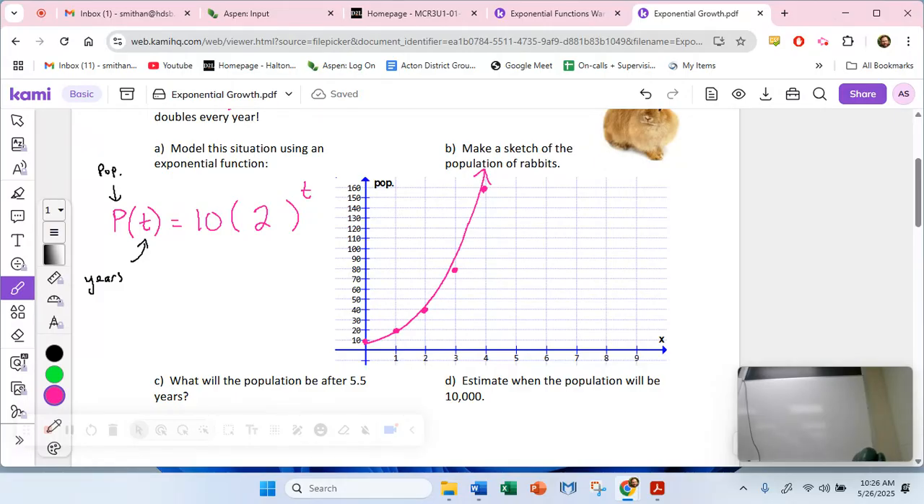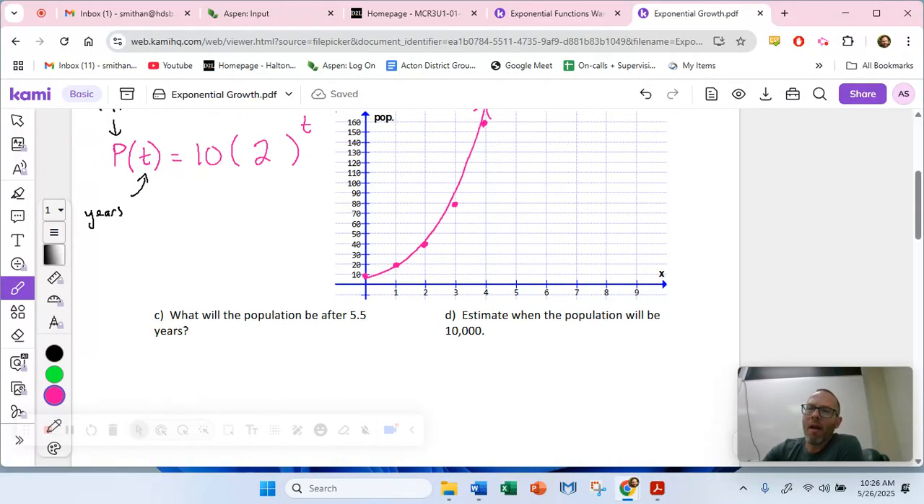So I got to show you guys the two things that you guys in your grade levels have to be able to do with a function like this. The first is just plug and play. So we're going to find out what the population is after 5.5 years. After 5 years, it'd be 320. After 6, it'd be 640. But what is it at about 5.5 years?